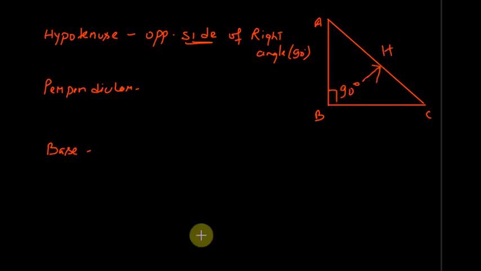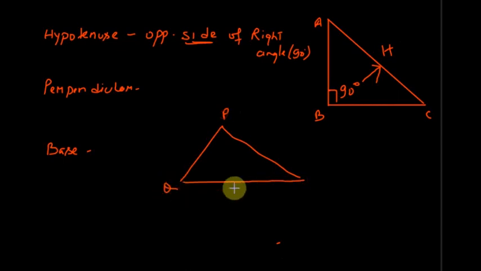Let us know with more examples. Let's say this is a triangle PQR and I've given 90 degrees to P. Now in this triangle, which one will be the hypotenuse? Let's recall the definition first: the opposite side of the right angle. So where is the right angle here? The right angle is at P. So what is the opposite side of angle P? The opposite side is QR. So we can say in this triangle the hypotenuse is QR. One more example.